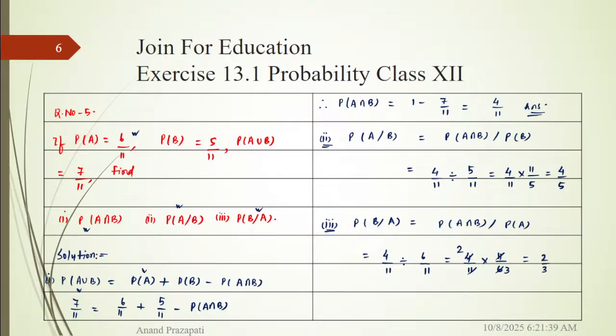So this one is the answer of the first part of this question, probability of A intersection B, and this one is the answer of the second part, probability of A by B, and this one is the answer of the third part, probability of B by A. Hope there is no problem understanding the solution of these three parts of question number 5.